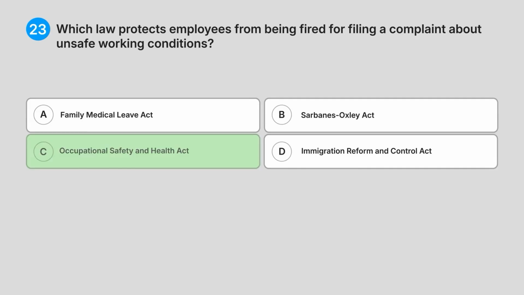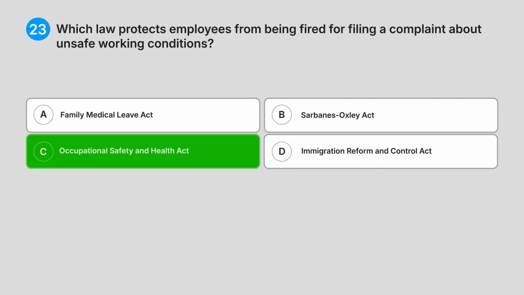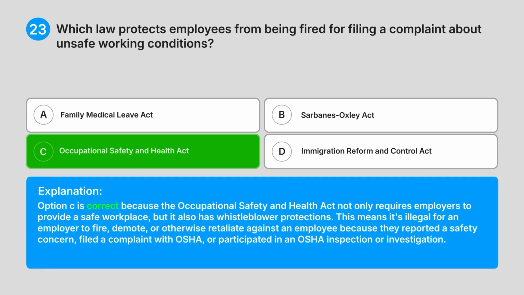Correct answer. C. Occupational Safety and Health Act. Explanation. Option C is correct because the Occupational Safety and Health Act not only requires employers to provide a safe workplace, but it also has whistleblower protections. This means it's illegal for an employer to fire, demote, or otherwise retaliate against an employee because they reported a safety concern, filed a complaint with OSHA, or participated in an OSHA inspection or investigation.